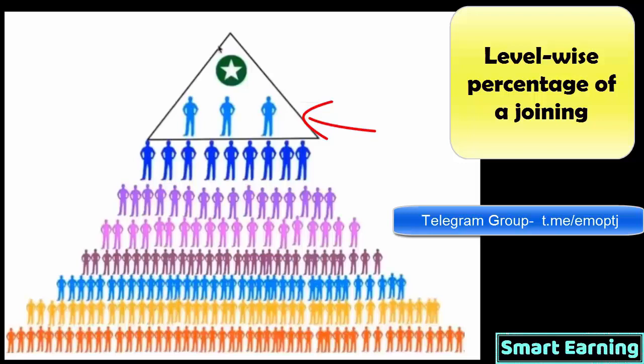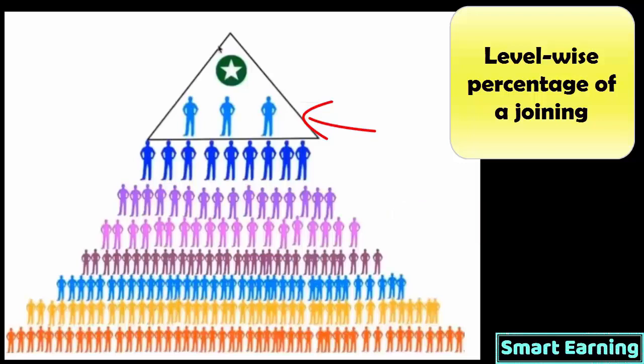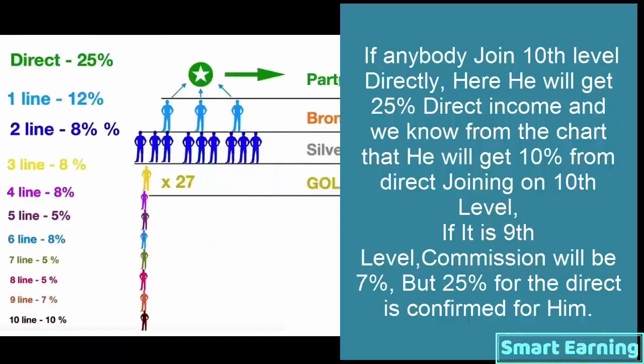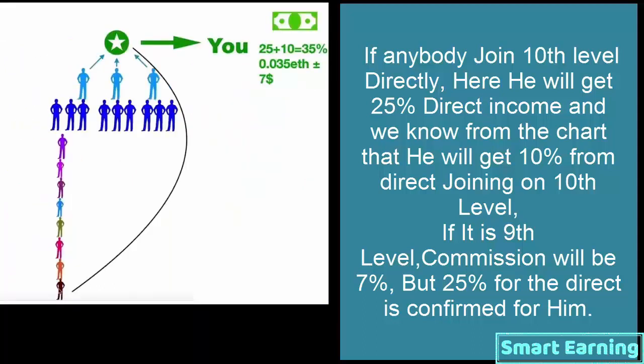Here you can see everyone should have only 3% at their first level. So the next joining will come to the next level. If anyone joins directly on my 10th level, I will get 25% direct income and I will also get 10% income for the 10th level joining. You can check the chart. If I join someone on the 9th level, I will get 25% direct income and 7% commission for the 9th level joining. As per the chart, you can check.